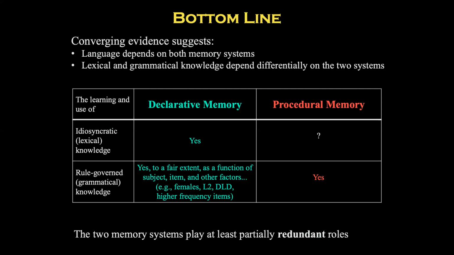If you hear a particular complex form like "the cat" 1,000 times or 1,000,000 times, you're going to have a high likelihood of memorizing this chunk, okay, which will likely be in declarative memory. So there are lots of factors that can push the dependence of grammatical functions towards one of the other systems. Therefore, the two systems play at least partially redundant roles in that sense. They can both support a large set of grammatical functions.